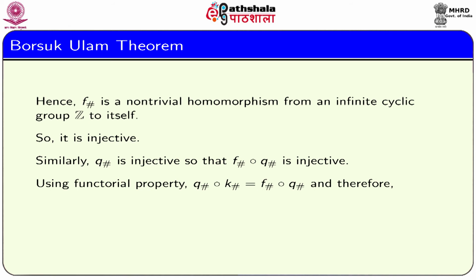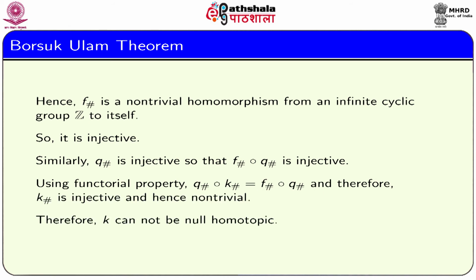Now, using the previous diagram, q sharp composed k sharp is equal to f sharp composed q sharp, and therefore, q sharp composed k sharp becomes an injective function. Hence, k sharp is injective and hence it is non-trivial. Since k sharp is injective, k cannot be null homotopic.